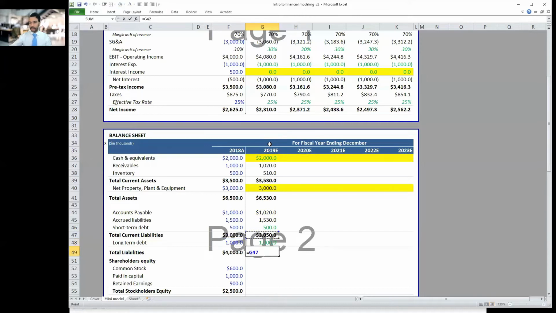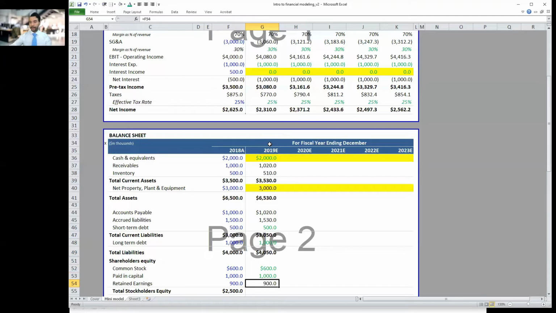My total liability is total current liabilities plus long-term debt. There we go. And for my stockholders' equity, same approach that we apply to short-term and long-term debt. We're just going to set it equal to the previous year, and we're going to flatline it. Common stock, here we go. Paid in capital.